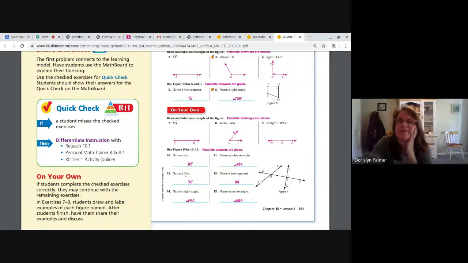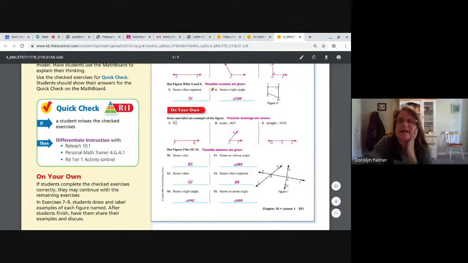Name a line. They said line AC. Maybe you said line RC, line BC, line PQ. There's all kinds of different ones, but you indicate it with this line up above. Number 13, name a line segment. They said segment BR. We're starting at B, we're ending at R. Maybe you said segment AB, segment BC, segment PQ. You could have picked a different line segment. Just show it by putting a line segment above the 2 letters.